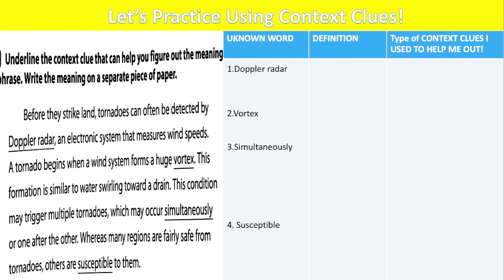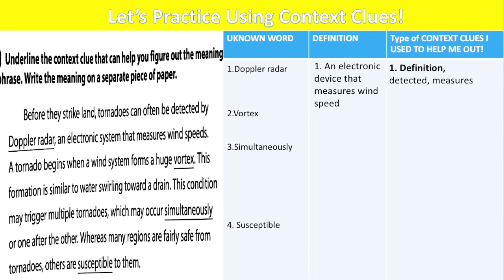Let's look at the first word we need to figure out. The first word is Doppler radar. Doppler radar was found in the very first sentence. Let's reread it. Before they strike land, tornadoes can often be detected, that's a clue word, by Doppler radar, an electronic system that measures wind speeds. I noticed the author went ahead and gave me a definition of the word. Doppler radar is an electronic device that measures wind speed. The type of context clue was a definition. Some clue words I used were detected or measures. Let's do one more together.